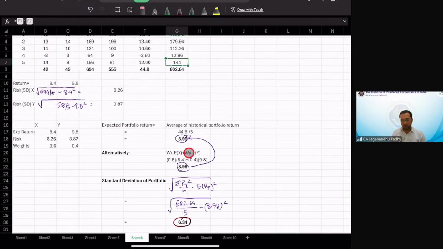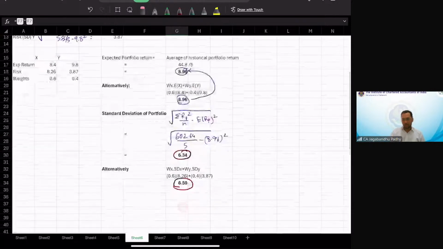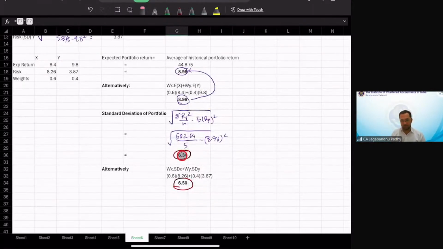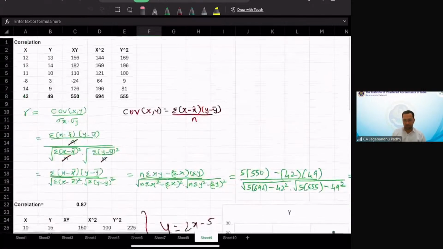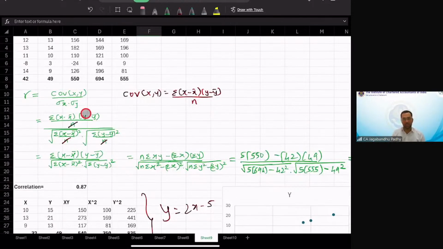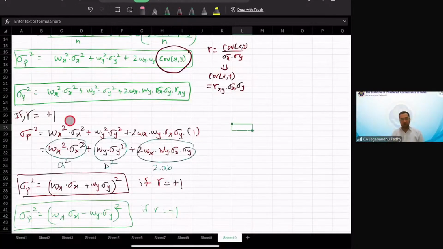Can you tell me why was that not matching? Because we got the historical as 6.34 and alternatively we got this as 6.5. This was not matching because of the correlation. The correlation between the two securities in the first case was 0.87. It was not 1. Now, if I apply this formula in the first case, it will match. Let me tell you.